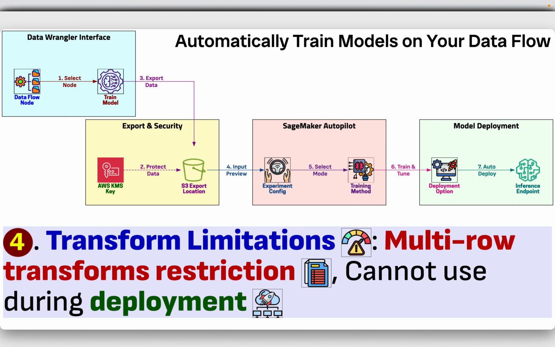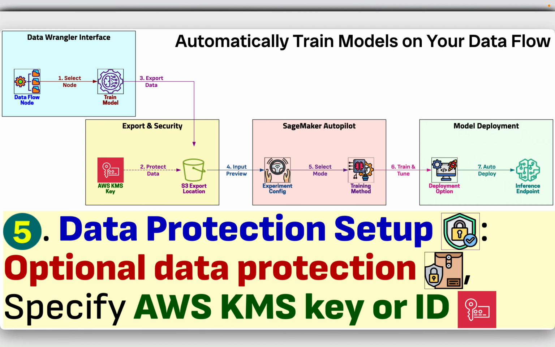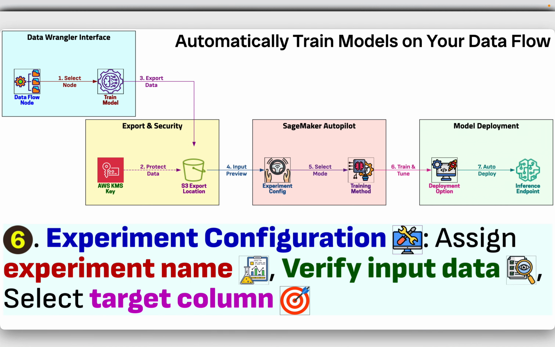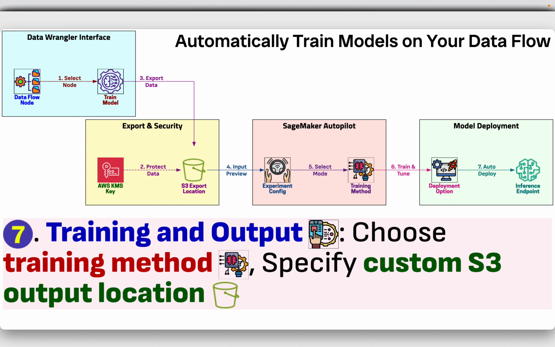Data Wrangler flows containing multi-row transforms cannot use those specific transforms when deploying the model. The setup allows for optional data protection by specifying an AWS Key Management Service KMS key or ID. Users must configure the experiment by assigning a name, verifying the input data via preview, and selecting the target column. The process requires choosing a training method and allows for the specification of a custom Amazon S3 output location.